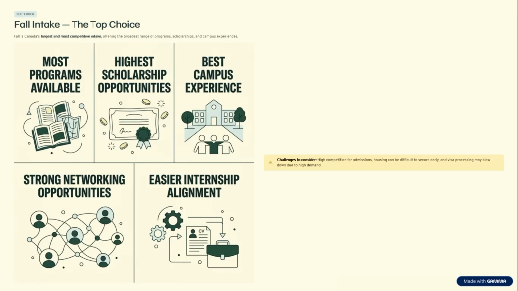So fall intake, this is what we know. A lot of programs are available. If the university has a list of programs, then we can say all of them are here in fall intake. If they're not here, they're not anywhere else. So the fall is, I can say, the best intake that international students aspire to gain as well. So that's what we need to consider when we talk about fall.